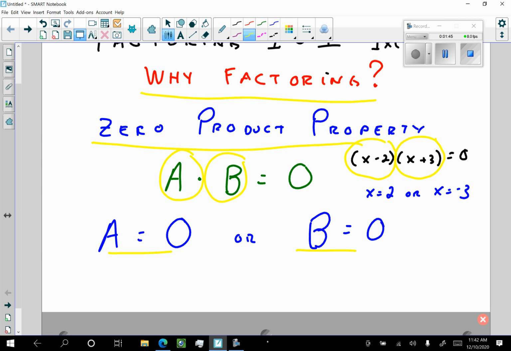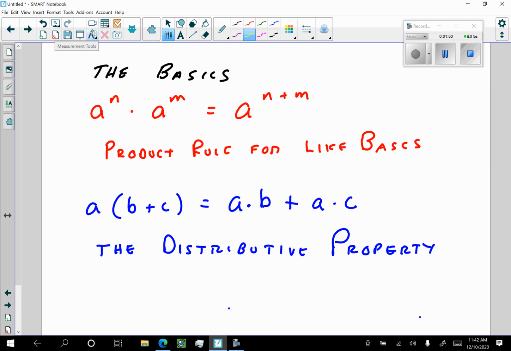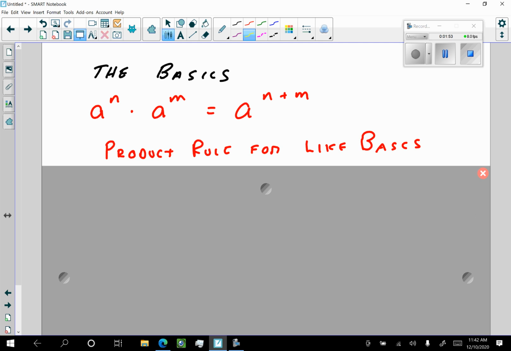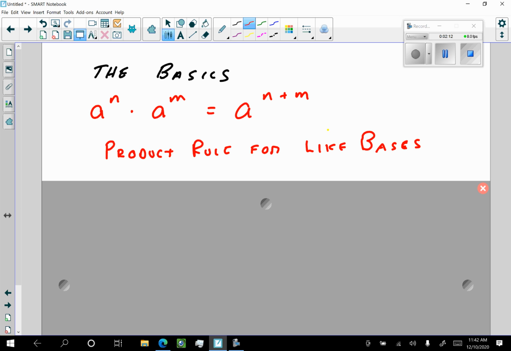So what we're going to do today in this video is look at two basic concepts. Rule number one is the product rule for like bases. If I have a to the n times a to the m, that's going to equal a to the n plus m. This is exponent rule number one, and we're going to use that a lot today.